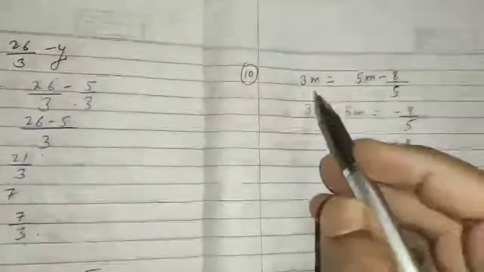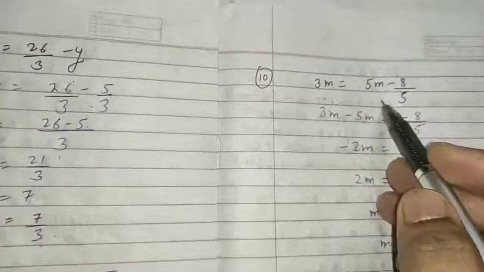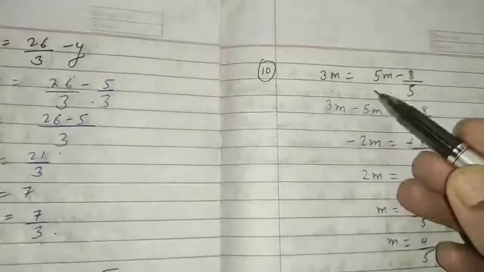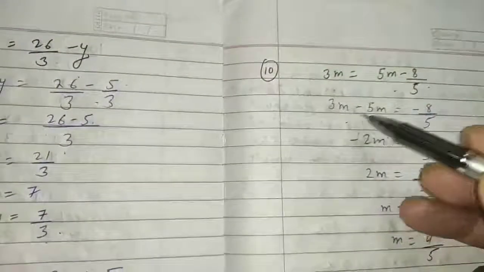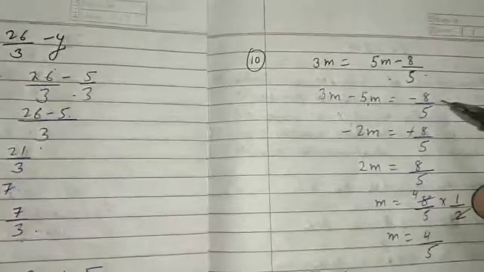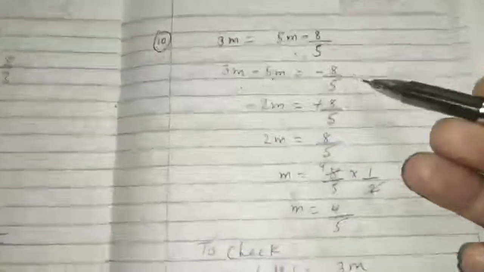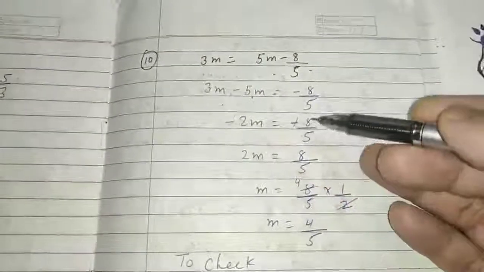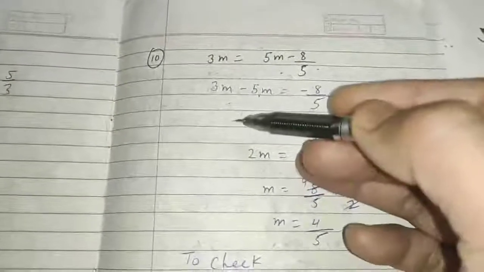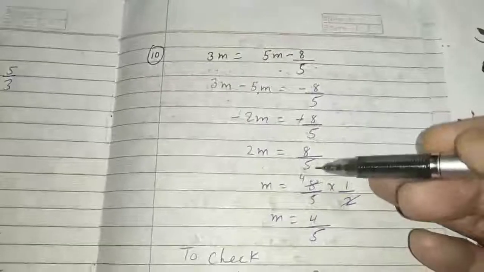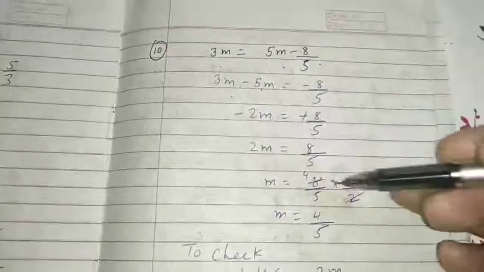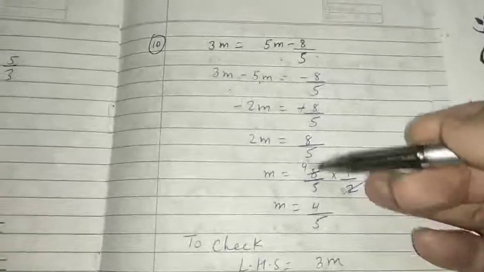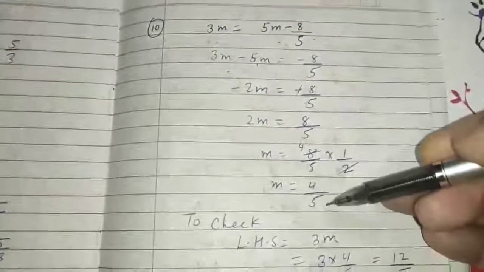So this is 3m equals 5m minus 8 by 5. Clear? So 5m will go to that side. It will become 3m minus 5m equals minus 8 by 5. So it will become minus 2m equals minus 8 by 5. This minus and minus I can cancel. So we'll get 2m equals 8 by 5. This 2 will come in the denominator, 1 by 2. This 2 and 8 will cancel, 4. So m equals 4 by 5.